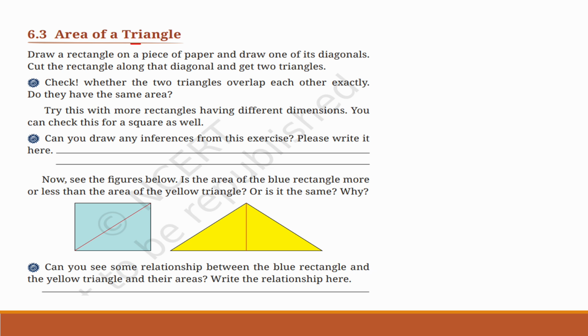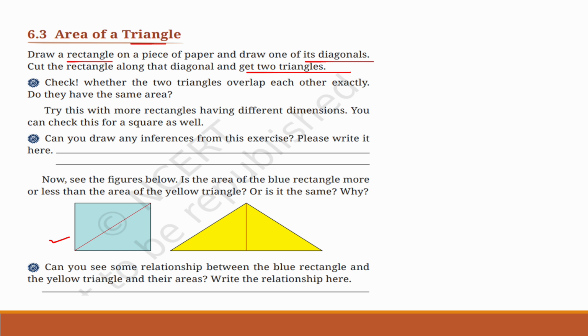Draw a rectangle on a piece of paper and draw one of its diagonals. Cut the rectangle along the diagonal and get two triangles. So, you take a piece of paper and draw a rectangle on it, and then you draw one of its diagonals. See this picture. First you draw a rectangle, then one of its diagonals. Then cut the rectangle along that diagonal. You will get two triangles.